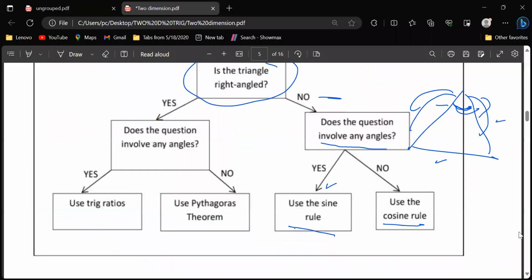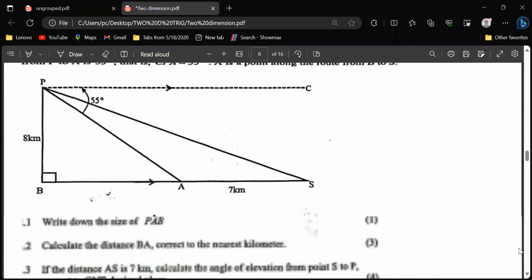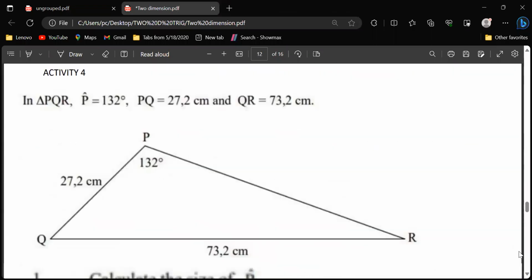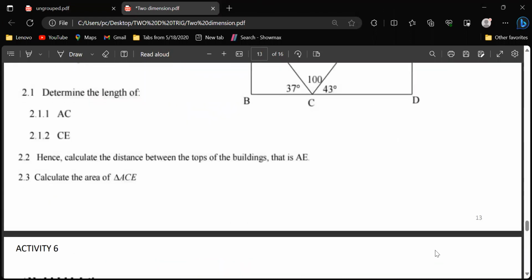Okay, here's your activity then. You're going to do the following as activity: activity number 4 and activity number 5.